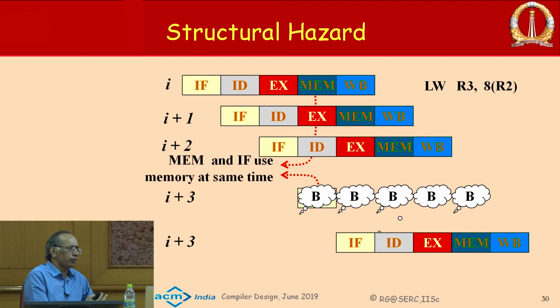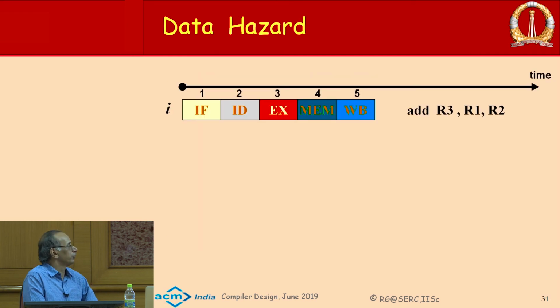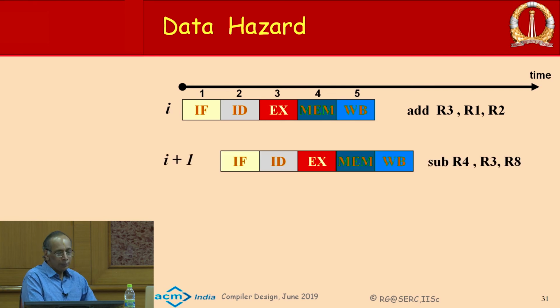Okay, there are architectural or hardware solutions for taking care of structural hazards. We will not worry about it. This is not an architecture lecture, so we can move forward. Let us talk about data hazard. This is very important for us, okay. Let us say my ith instruction is this: add the contents of R1 and R2, put it in R3. My I plus 1th instruction is subtract R8 from R3 and put the result in R4. Now, let us see what happens, right.